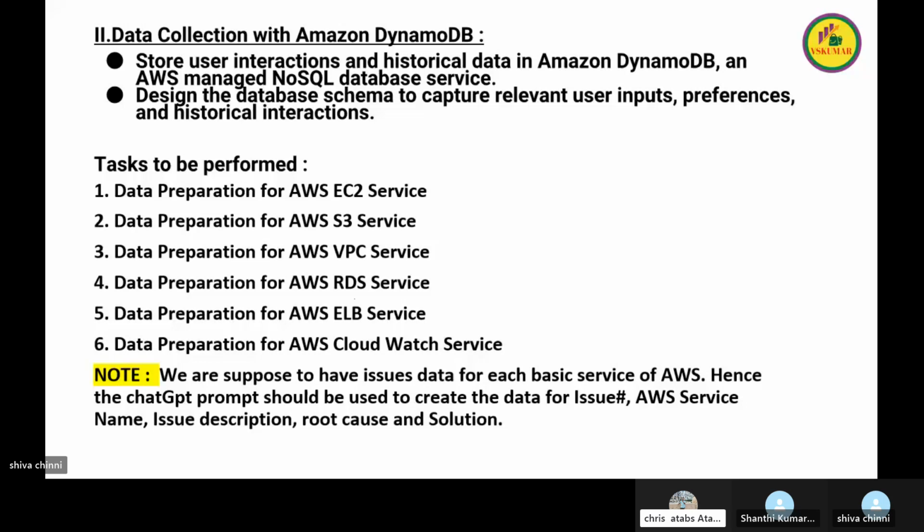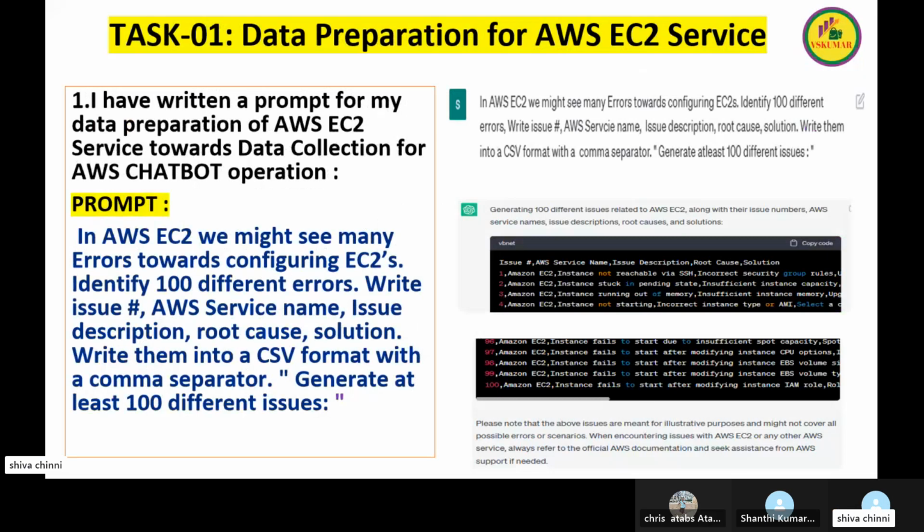Go ahead, Swa. Yeah. So here are the tasks we are going to perform now. The first one is data preparation for our EC2 service. If I go to this slide, this is task one, the data preparation for our AWS EC2 service. I have written the prompt on ChatGPT for the data preparation of AWS EC2, towards the data collection for our AWS chatbot operation.